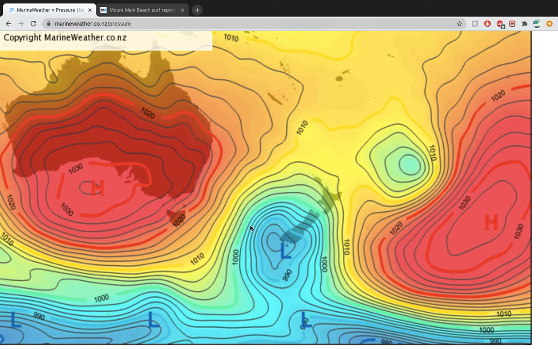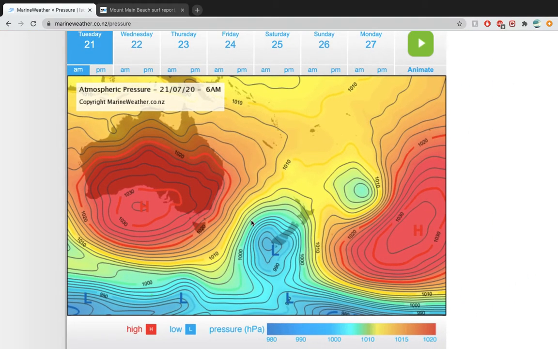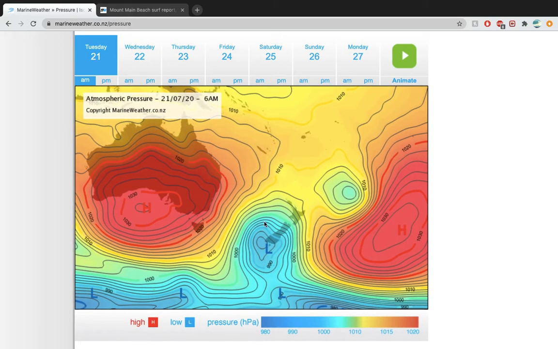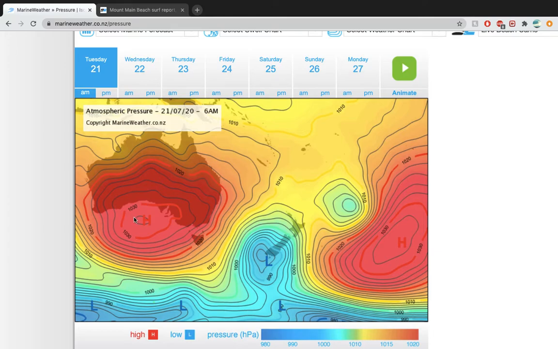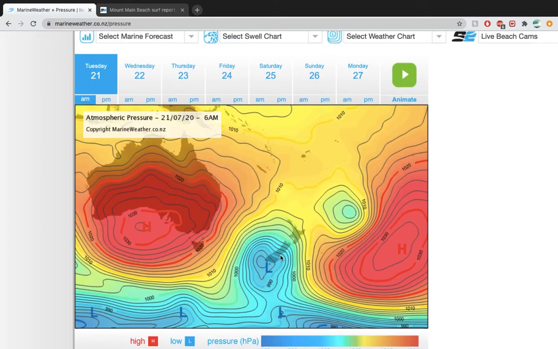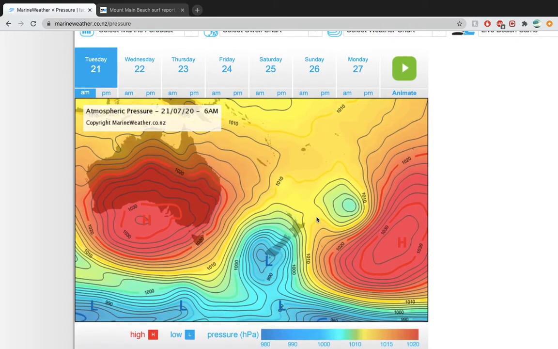These maps are really good because at a glance we know that air is going to flow in this clockwise motion around a low pressure system and anti-clockwise motion around an anticyclone. So now we know roughly which direction the wind is going to blow.